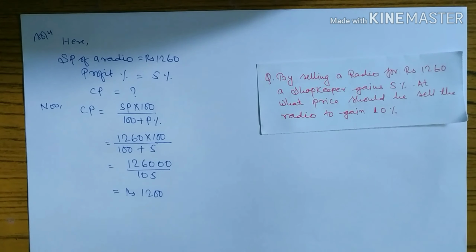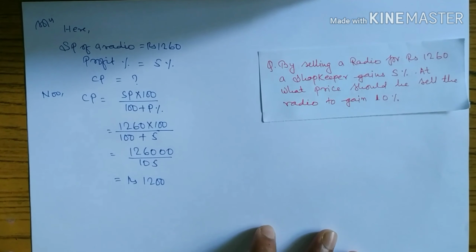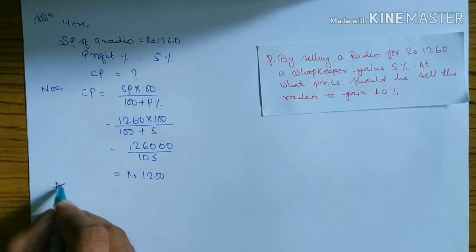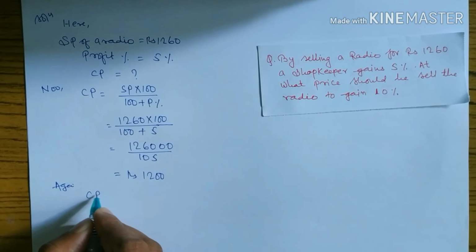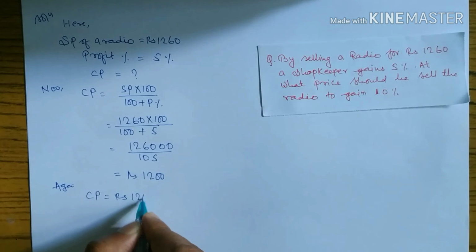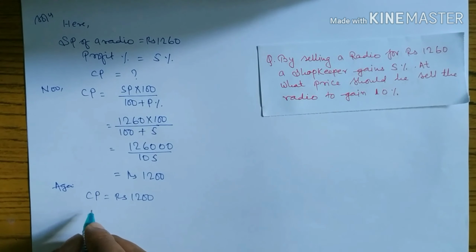And after this, at what price should he sell that radio to gain 10% profit? Now he wants to earn 10% profit, so at what price does he have to sell that radio? We have to find out SP. Again CP, at what price he purchased that radio? At 1200. Cost price is the same.